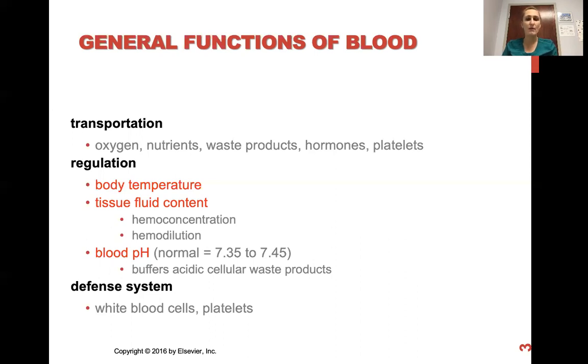You should know that. I would definitely write that down and know that. If it's not on your quiz, it's definitely going to come up in pretty much every single one of your other classes. So blood pH buffers acidic cellular waste products. We will discuss that further in respiratory. And then defense system. White blood cells, our own personal little army, and platelets to keep us protected so that we don't lose blood when we shouldn't.